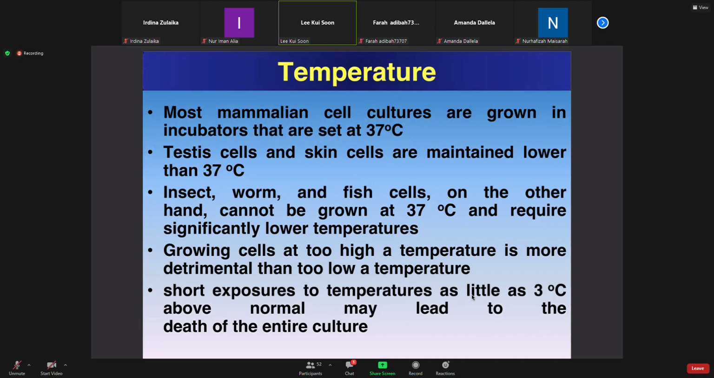Also, growing cells at too high a temperature is more detrimental than low temperature, because when you grow the cells at too high a temperature, for example at 50 degrees Celsius, most of the enzymes and other proteins or growth factors will be denatured. So when they denature, all the physiological processes in the cell will not be able to perform. Okay, and also short exposure to a temperature as little as 3 degrees Celsius above normal may lead to the death of the entire culture. This is what you call the heat shock. Okay, when you create a heat shock environment for the cell, most of the proteins will be denatured. All right, and it could lead to the death of the entire culture.